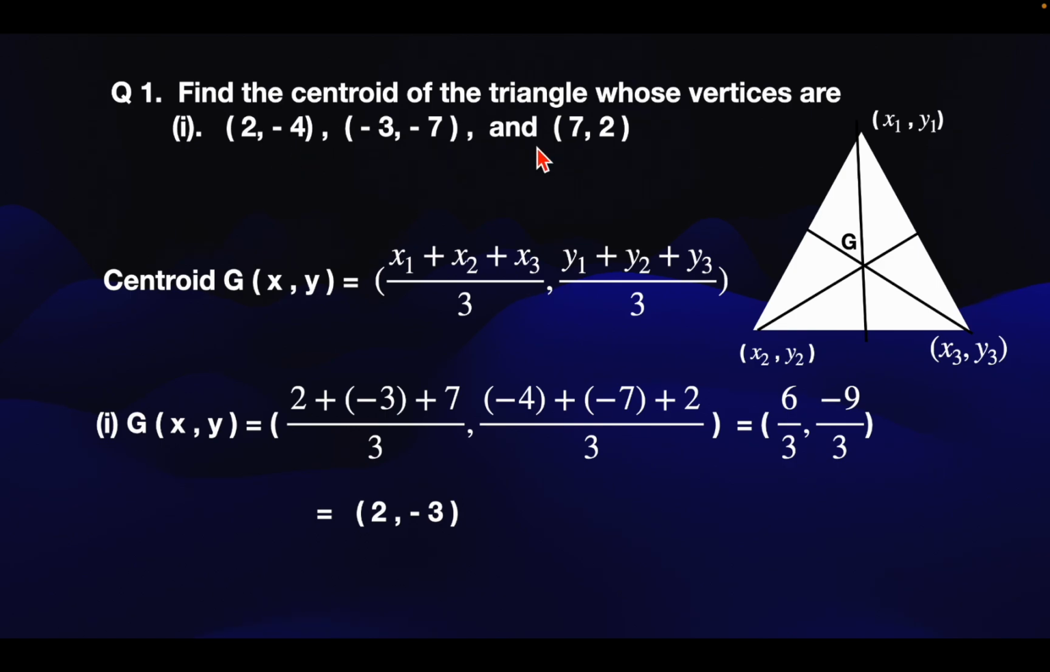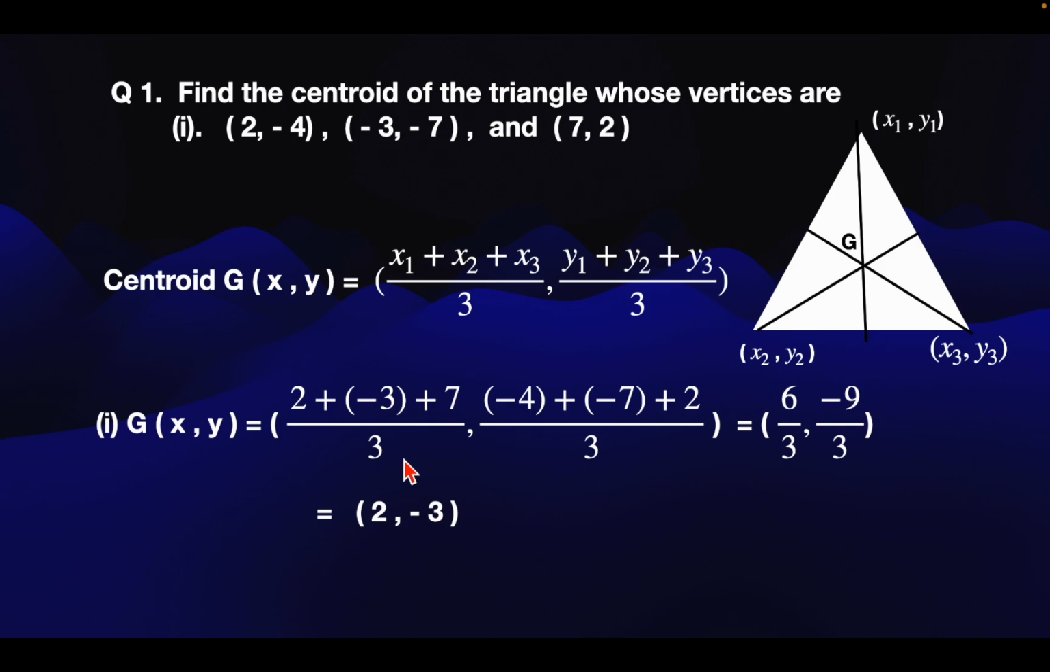Okay, they have given the three vertices of the triangle. So let this be x1 y1, this be x2 y2, and this be x3 y3. Okay, and we have to find the centroid of this triangle, the coordinates of the centroid. So let's substitute the values. Keep G(x, y) as it is. Here let us put x1 plus x2 plus x3, that is 2 plus minus 3 plus 7, upon 3, comma, minus 4 plus minus 7 plus 2 divided by 3 is the y coordinate of the centroid.